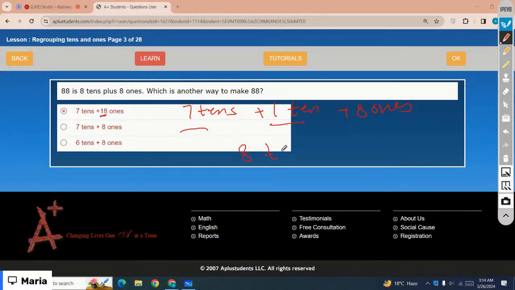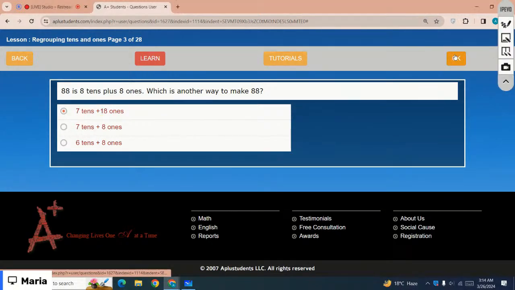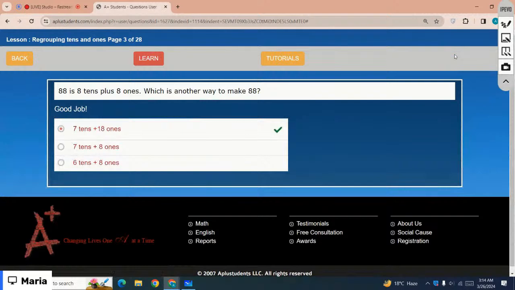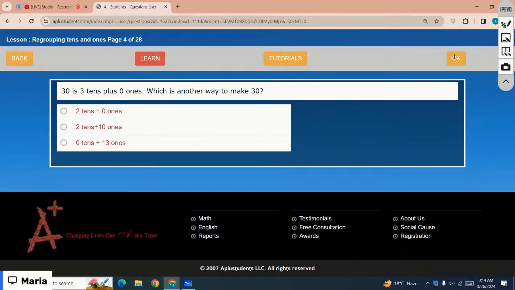7 plus 1 is 8 tens plus 8 ones. See again, that is exactly the same number, right? So the correct option is option number 1, 7 tens and 18 ones. Option 1 is the correct option. 30 is 3 tens plus 0 ones. So which is another way to make 30?